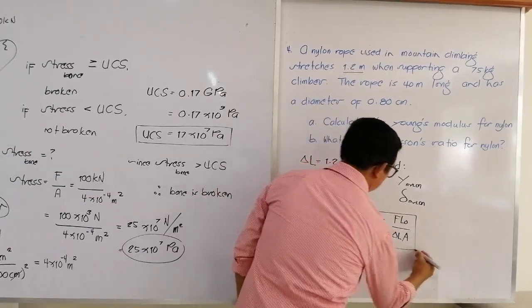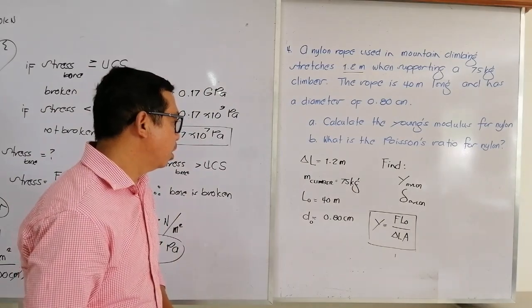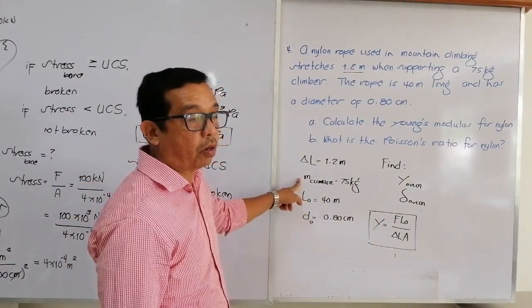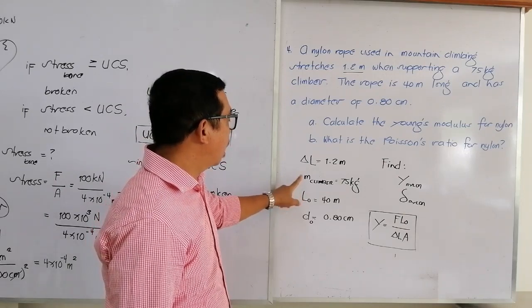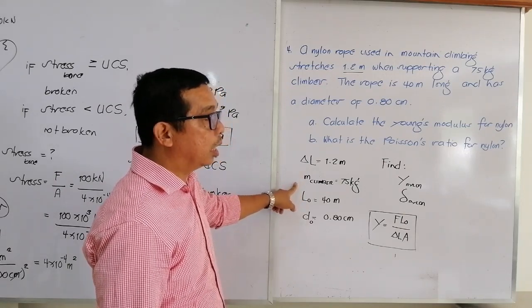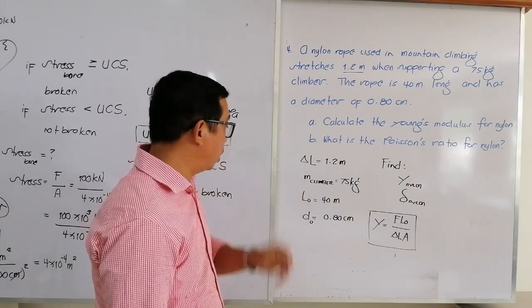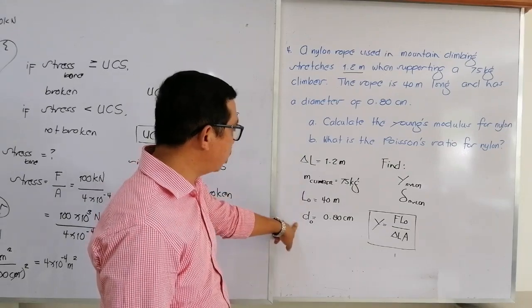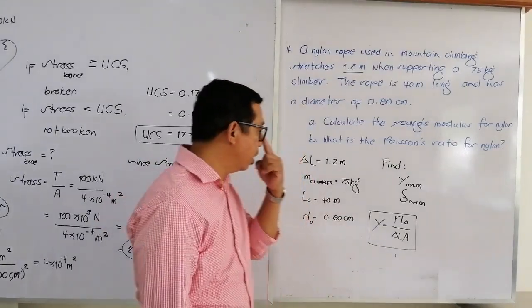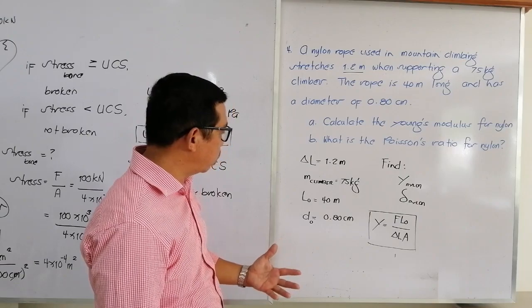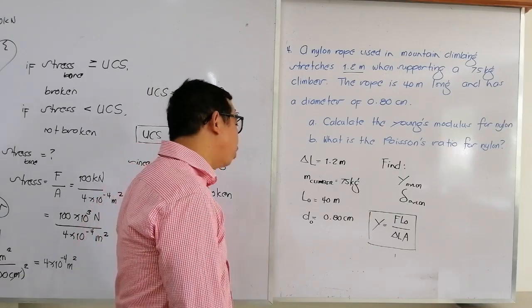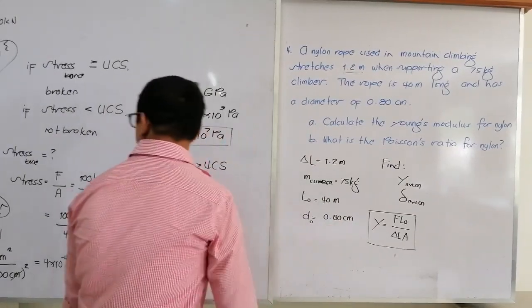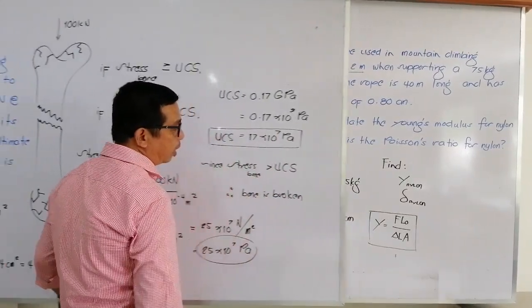Okay? Now, para mahanap natin yung F, magagamit natin yung mass ng climber, because that is the one that acts on the rope. Original length, alam na natin, change in length din. Since may diameter tayo, wala pa yung cross-sectional area. So, kunin natin muna yung cross-sectional area, kahit yung expression man lang, para masubstitute natin. Okay, so we do it here.